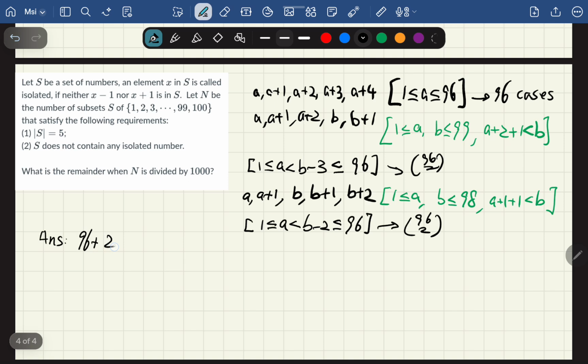So the answer is 96 plus 2 times 96 choose 2, which is 96 plus 96 times 95, which is 96 squared, which is 9216. And 216 is the answer.